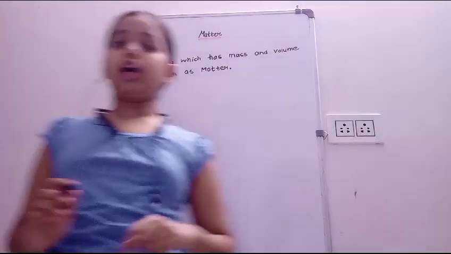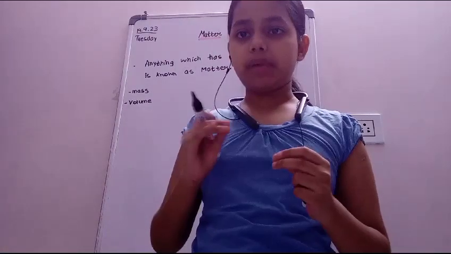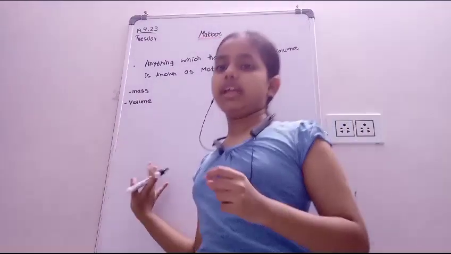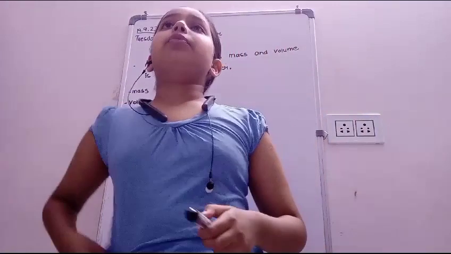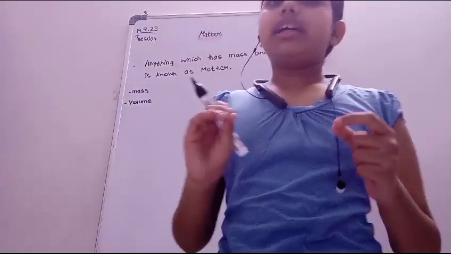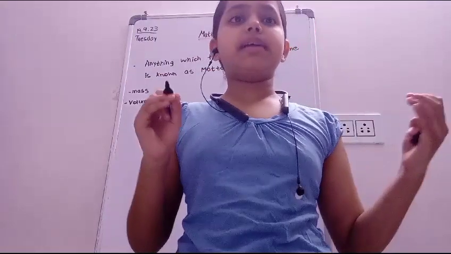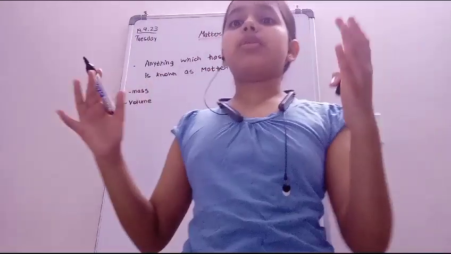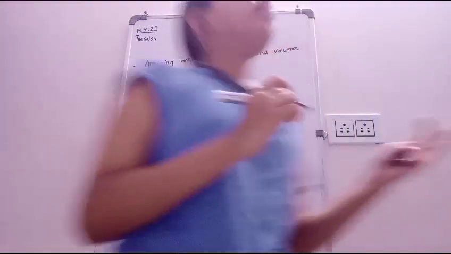Now moving on. This is a Science Olympiad book we are covering. So listen carefully. Mass is the amount of substance present in the matter. Volume is the space occupied by the matter. Okay. Now one more thing.